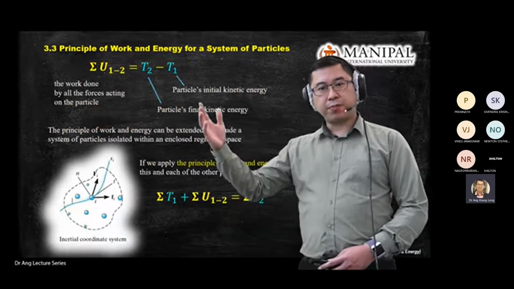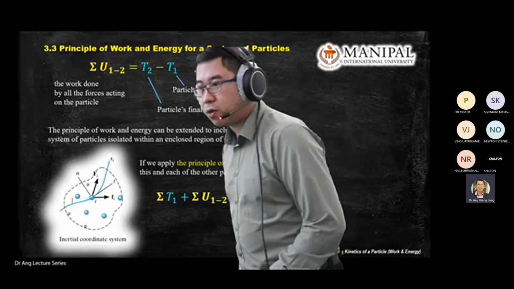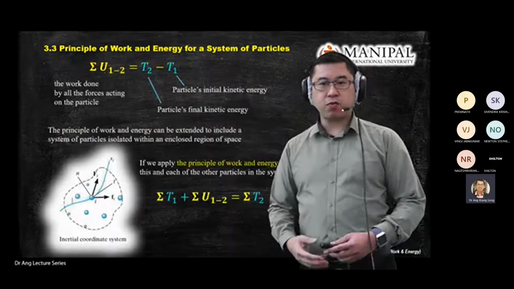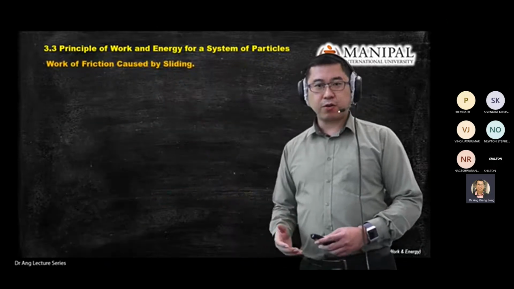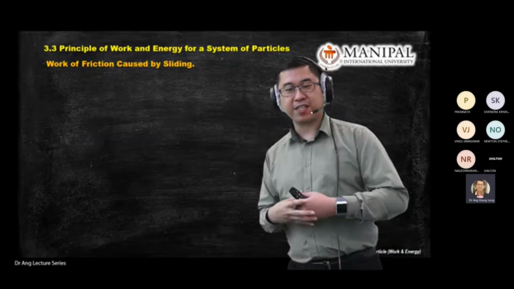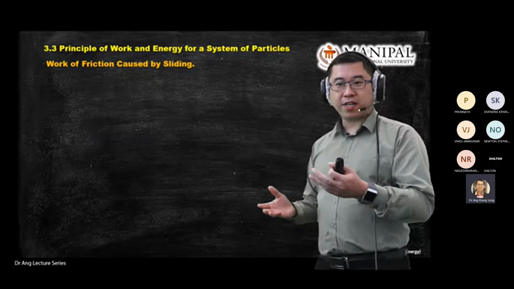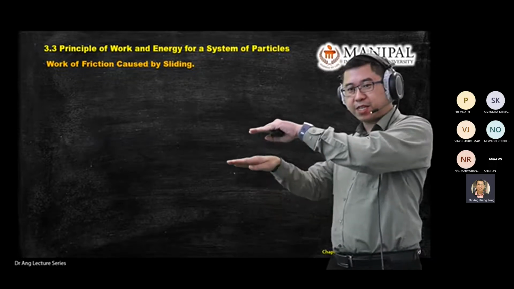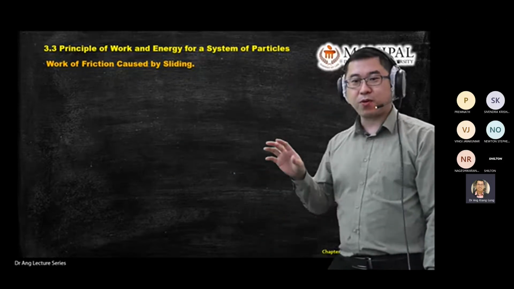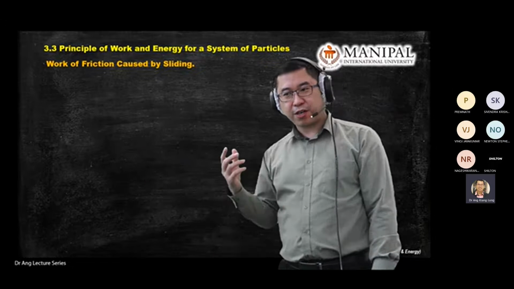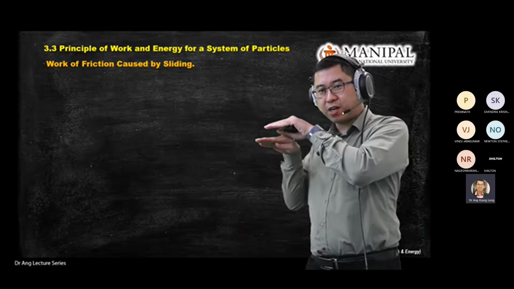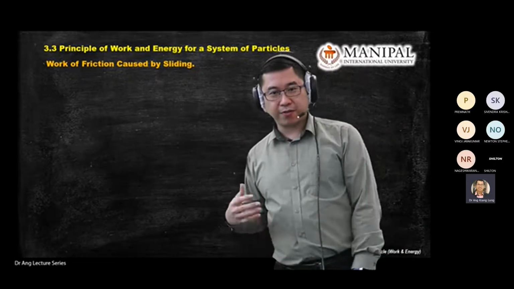Okay, we have done with the principle of work and energy. Now we start to look at friction. Friction also can do work, as long as you recall the definition of work. Work is done when the force and displacement are in the same direction. So same with friction. Friction is also one kind of force. So if the friction goes along the displacement, it also creates work.